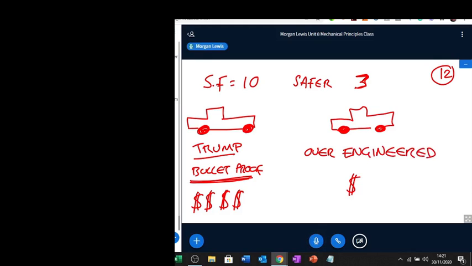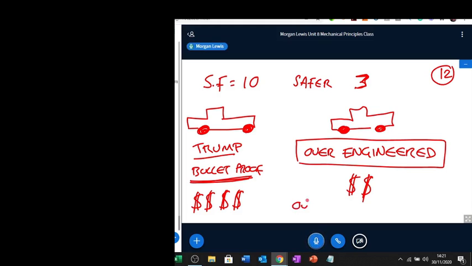Obviously, Trump needs it, but you wouldn't have a car safety factor of 10 in normal life because it's over-engineered. It's going to be too heavy and it's going to cost you too much. So big safety factors, although very safe, can be a bit of overkill. It's another good word, overkill.